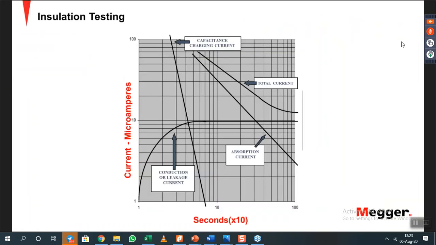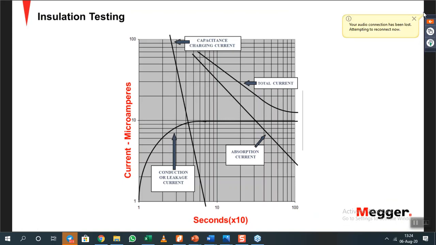Okay. So in summary, again, what we're looking at is this conduction leakage current. So we let this capacitance charging happen first, and when they are something like saturated, then you will have the pure leakage current. That is what we're looking for when we do the polarization.